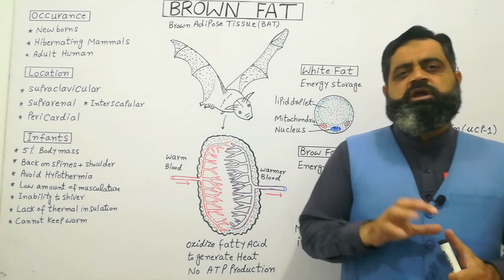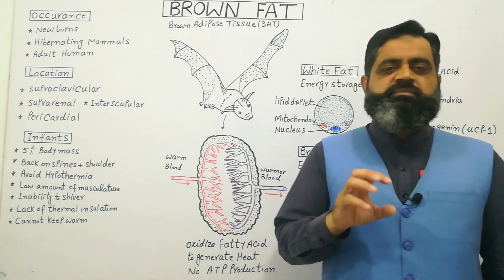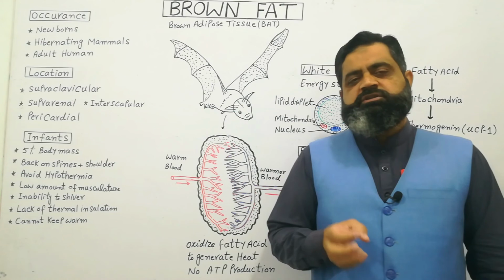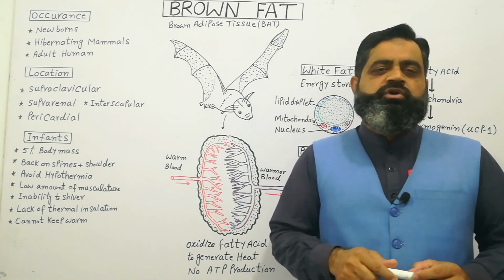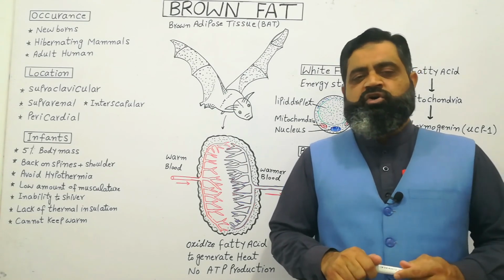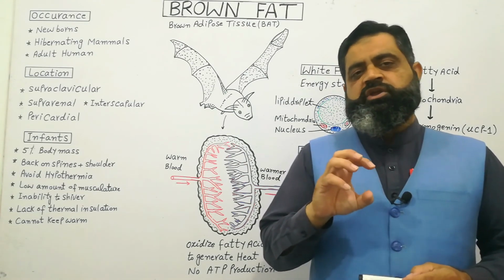So in this way, brown fat, which is present in mammals, hibernating mammals including humans, and their infants, helps to keep the core body temperature at a normal level during winter season or in a cold environment.